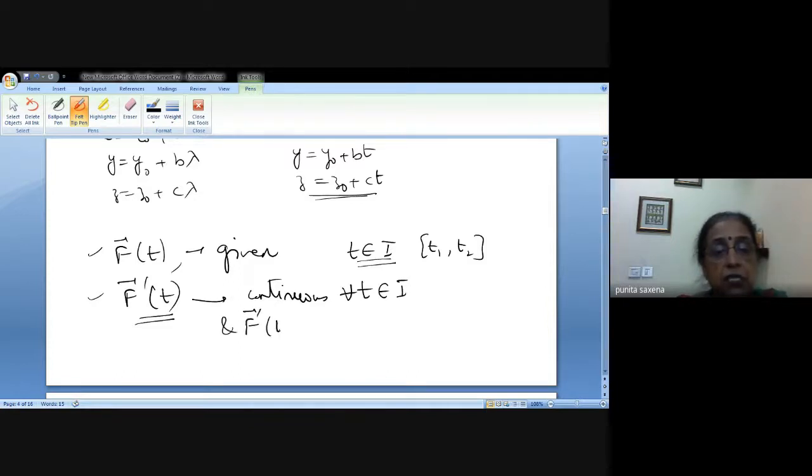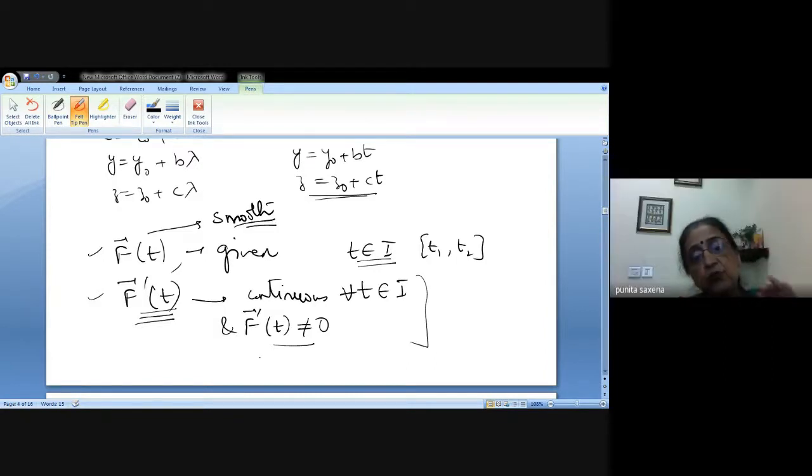and f dash t is not equal to 0. The derivative does not vanish. If the derivative is continuous and does not vanish, then the curve f is said to be a smooth curve. So that is how smoothness comes in for vector valued functions.